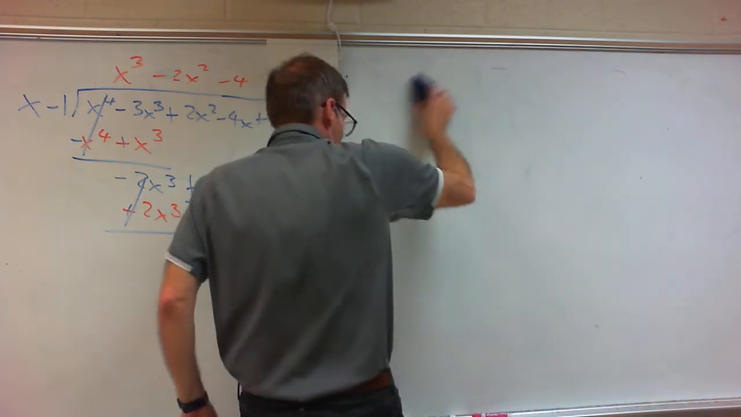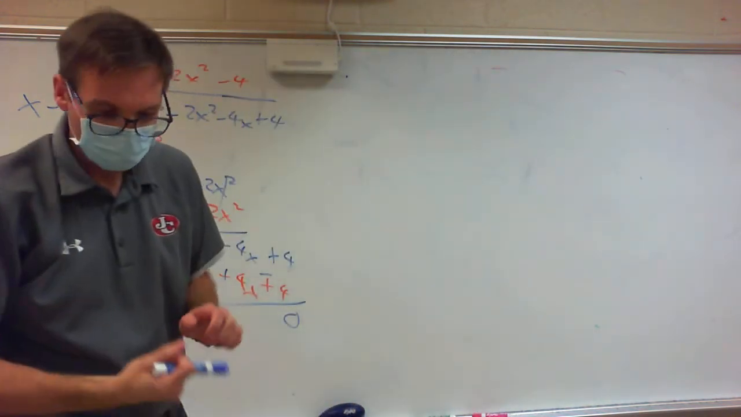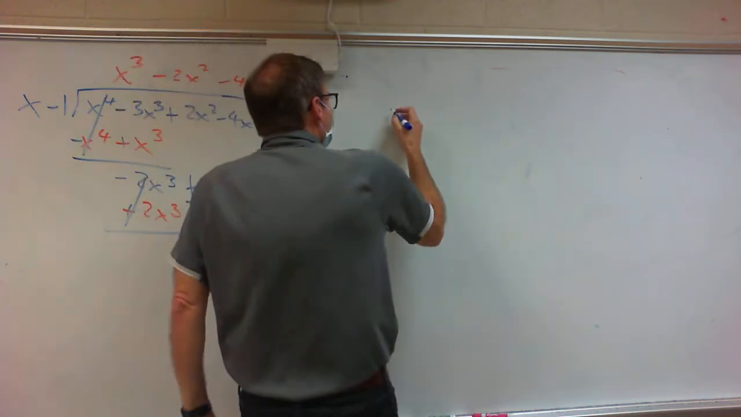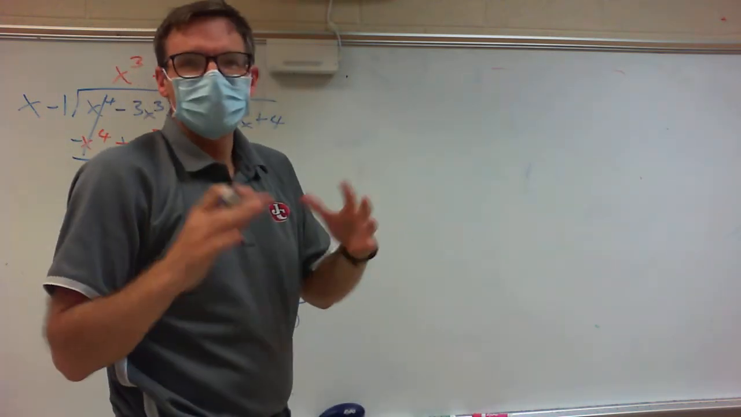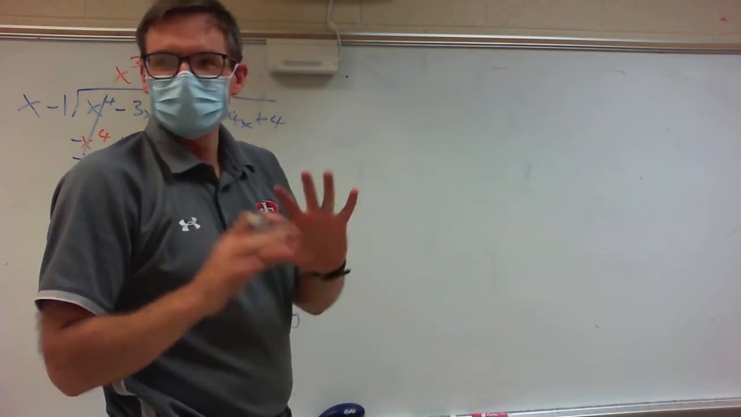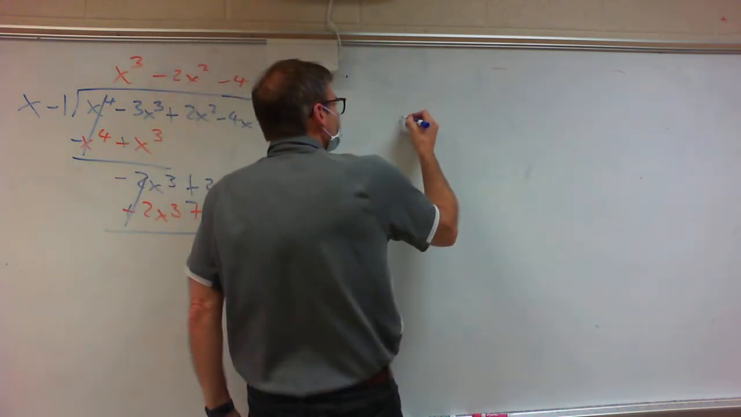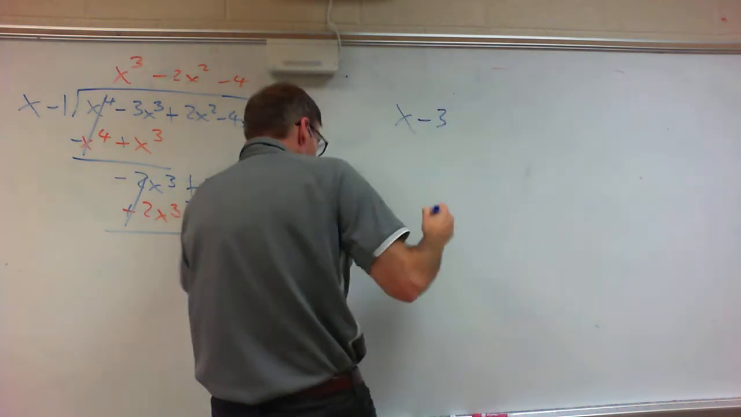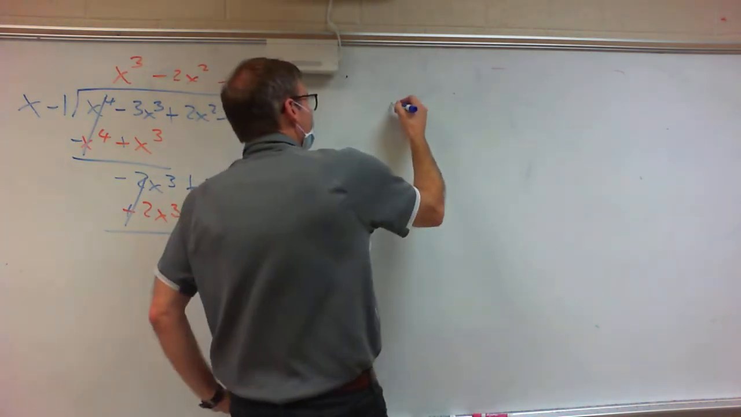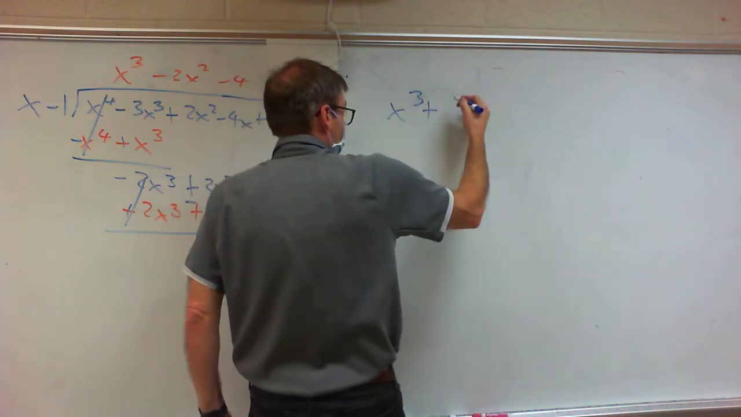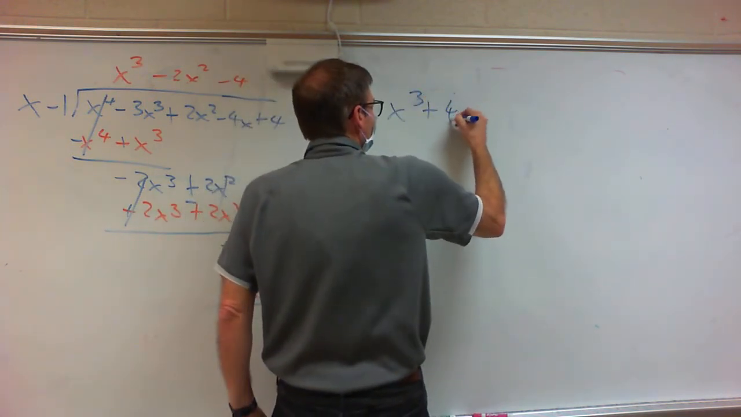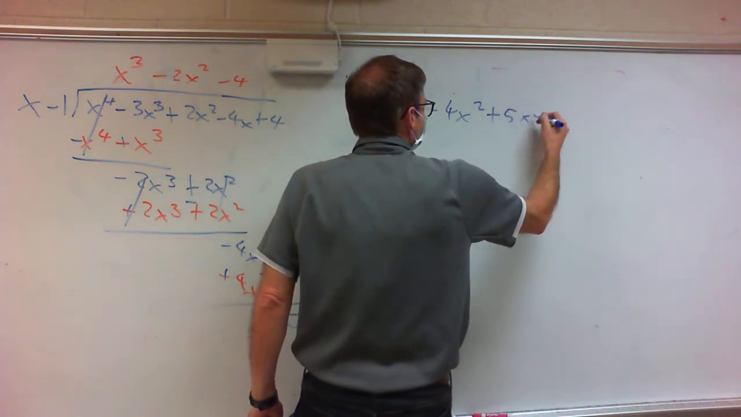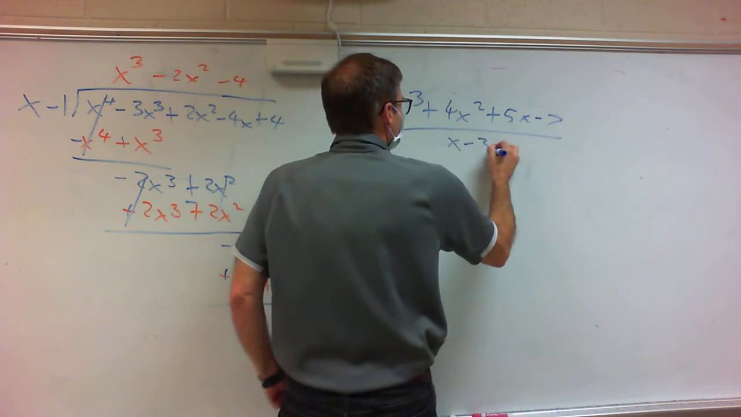One more before I start doing tricky stuff. I just want to make sure we're all comfortable here, right? And to be honest, I'm making this up, so there's a reasonable chance that the numbers turn out ugly. Well, let's say if I give you x minus 3. Let's say I give you x cubed plus 4x squared plus 5x minus 7 over x minus 3.